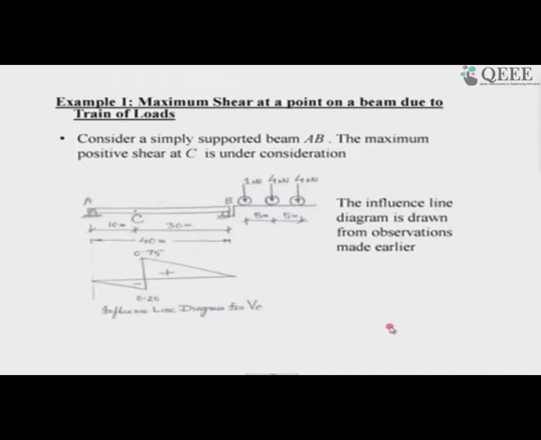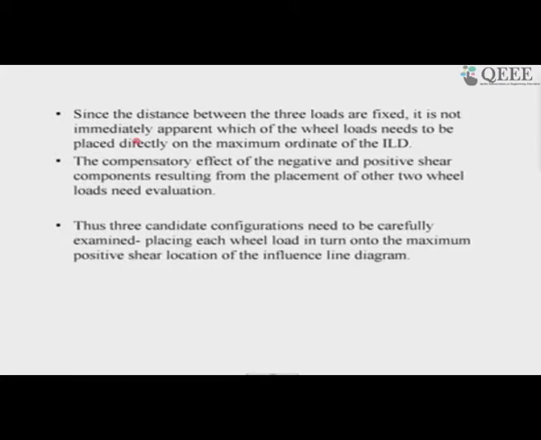I think now we can move safely to the example once again. Since the distance between the three loads is fixed, it is not immediately apparent which of the wheel loads needs to be placed directly on the maximum ordinate of the influence line diagram. The compensatory effect, this is very important, of the negative and positive shear components resulting from the placement of the other two wheel loads needs evaluation.